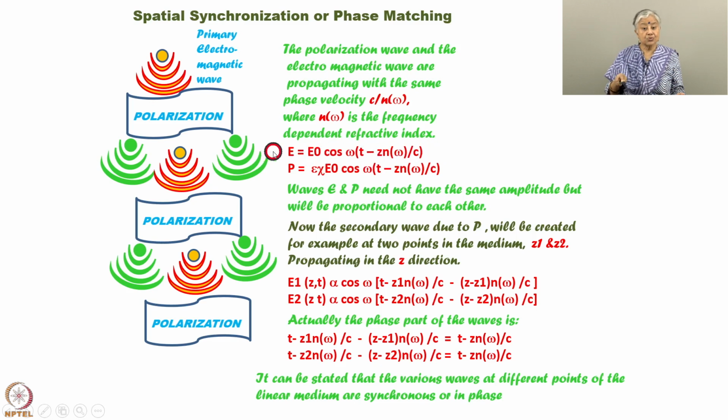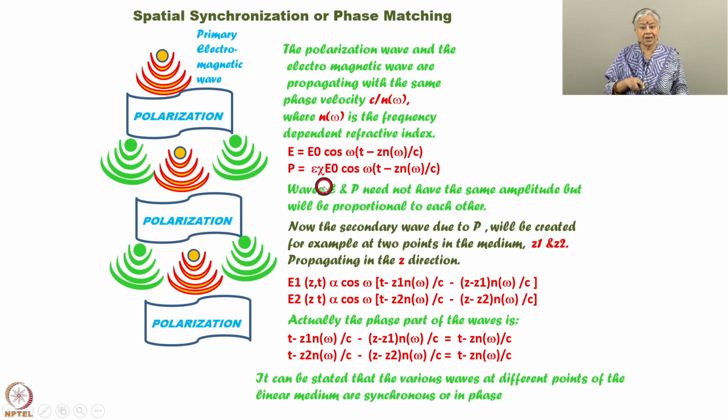Okay. And now this wave will give rise to a polarization wave, which you have seen before. Polarization is epsilon chi E, and I am just putting the value of E back here. So, you get a wave value for this polarization. Okay. Now, the waves E and P need not have the same amplitude, but will be proportional to each other. Okay. So, we do not think about the amplitude too much. It is not that P and E will have the same amplitude, they will be proportional.